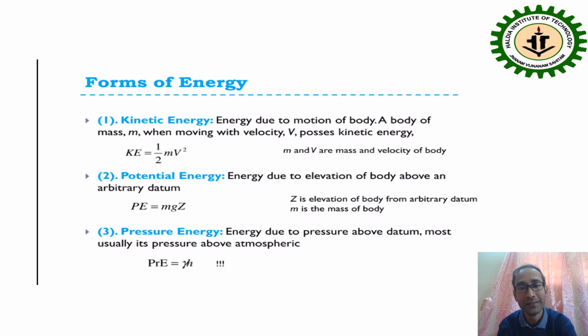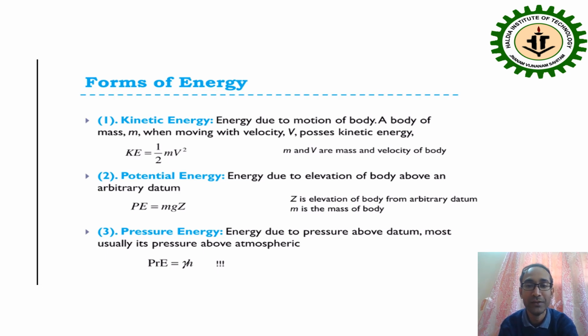So, what is potential energy? Potential energy is due to the elevation of a body above an arbitrary datum. So we can say the potential energy PE equals m g z, or m g h, where h or z is the elevation of the body from the arbitrary datum.